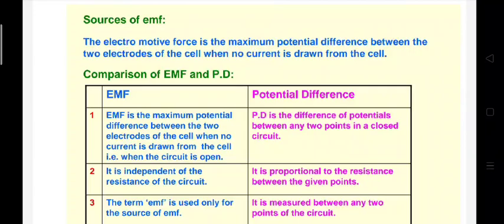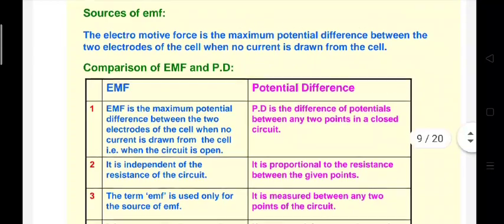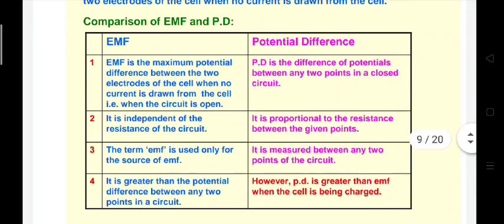Second difference, EMF is independent of the resistance of the circuit. Potential difference is proportional to the resistance between the given points. The term EMF is used only for the source of EMF. Potential difference can be measured across any two points of the circuit. EMF is greater than the potential difference between any two points in a circuit. Potential difference is greater than the EMF when the cell is being charged.